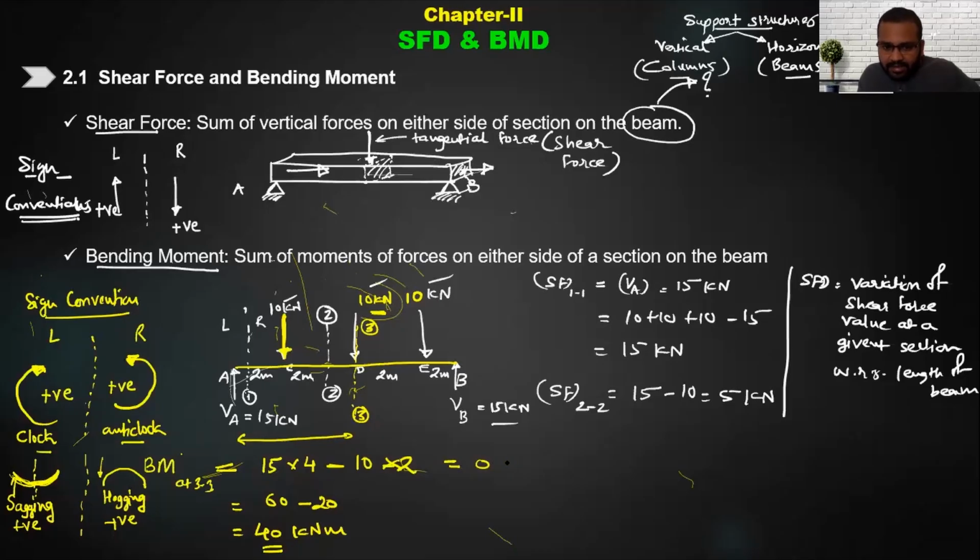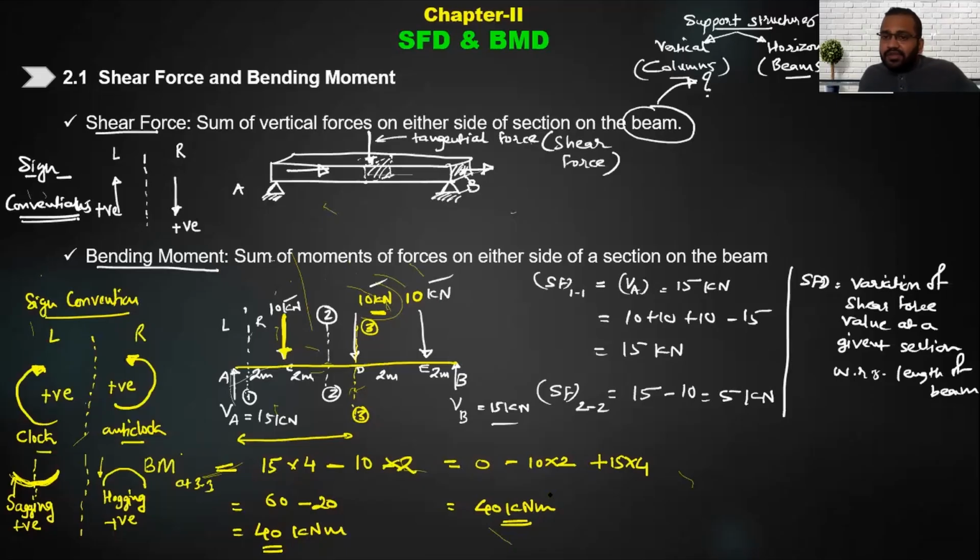It will be again minus 10 into 2 and plus 15 into 4. So again you are going to get the same 40 kilonewton as your answer. So whether you take the left hand side or right hand side, your bending moment or shear force values are not going to change according to the sign convention you have. But for the sake of simplicity, what we are going to do is we will always try to work on the left hand side.